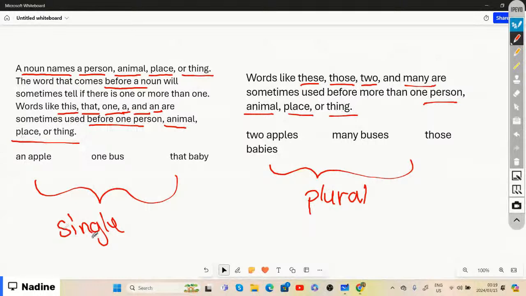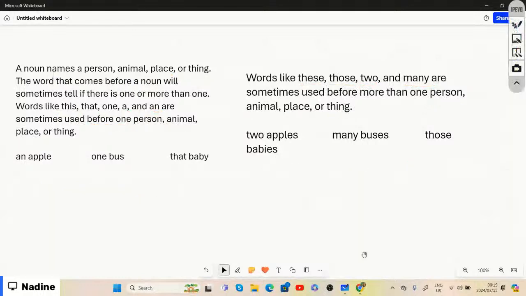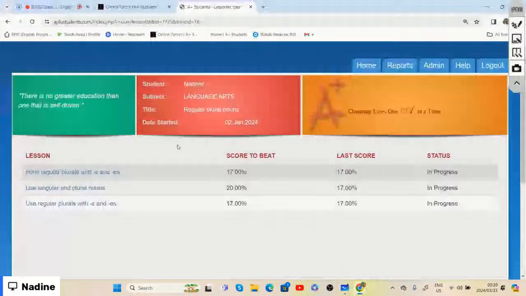All right. And we are doing our tutorial lesson on aplusstudents.ca. Now we're going to our tutorial lesson, and we're going to the first lesson, which is to form regular plurals with S and ES.